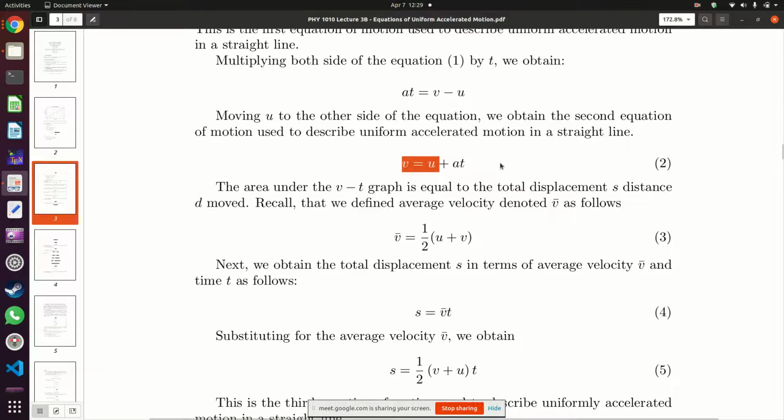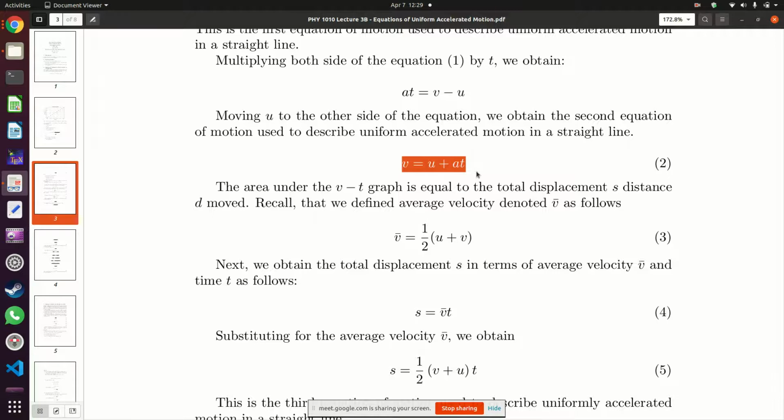Okay, next. This is what we have obtained from the slope. The next thing we want to concentrate on is the area under the graph. The area under the velocity time graph is equal to the displacement. For you to find the displacement, you need to know what the average velocity is.